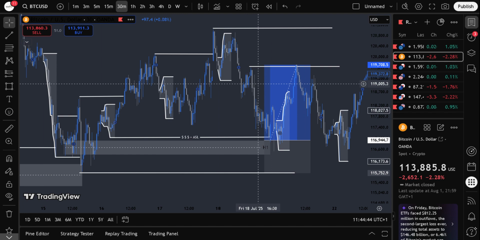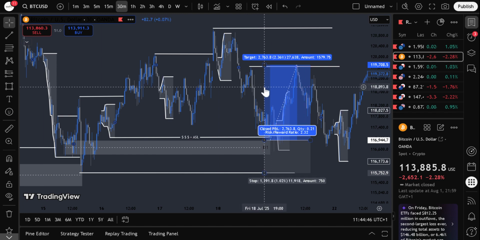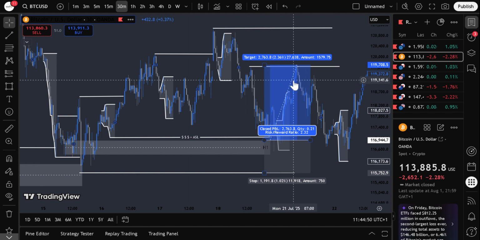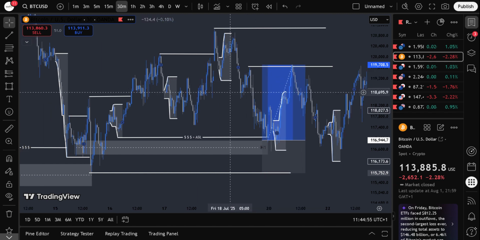It moves really fast. So I think this trade took us a total of how many days? Traded on Friday, so we held it through the weekend. TP was hit on Monday, right? So yeah, this is an amazing trade.